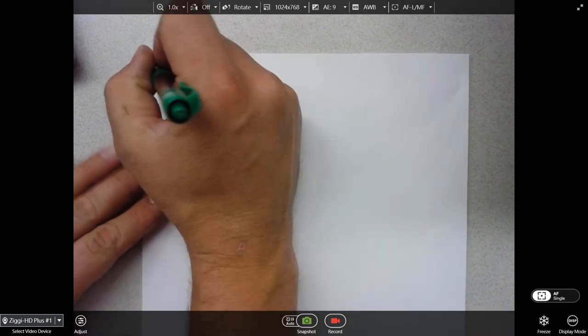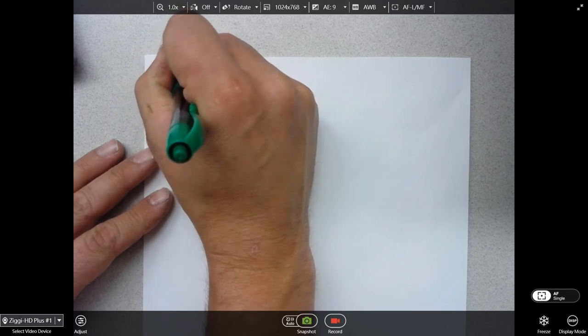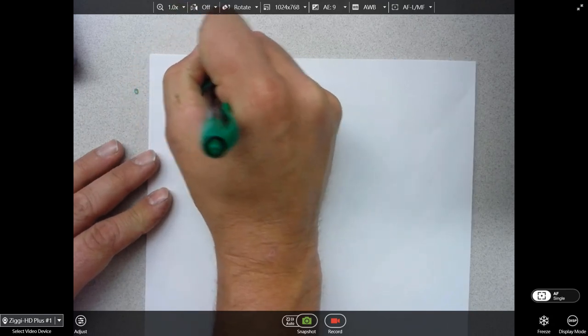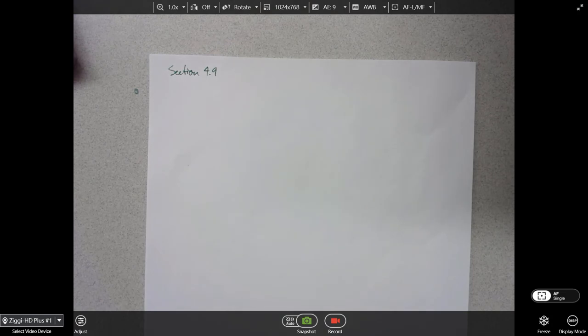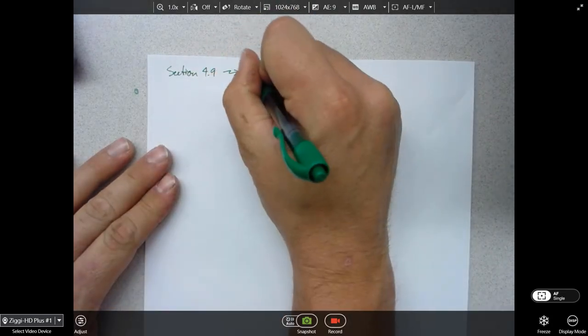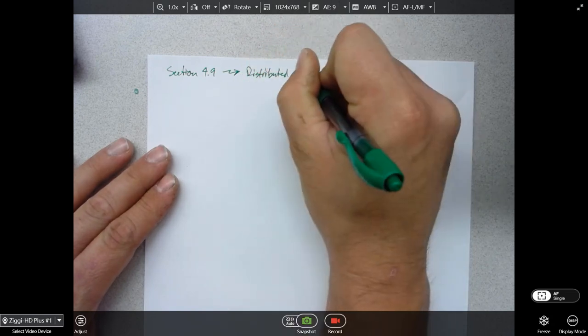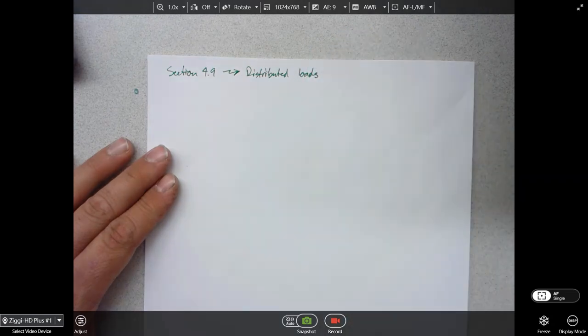So we're going to finish up today, chapter 4. So we're looking at section 4.9. And section 4.9 is about distributed loads.